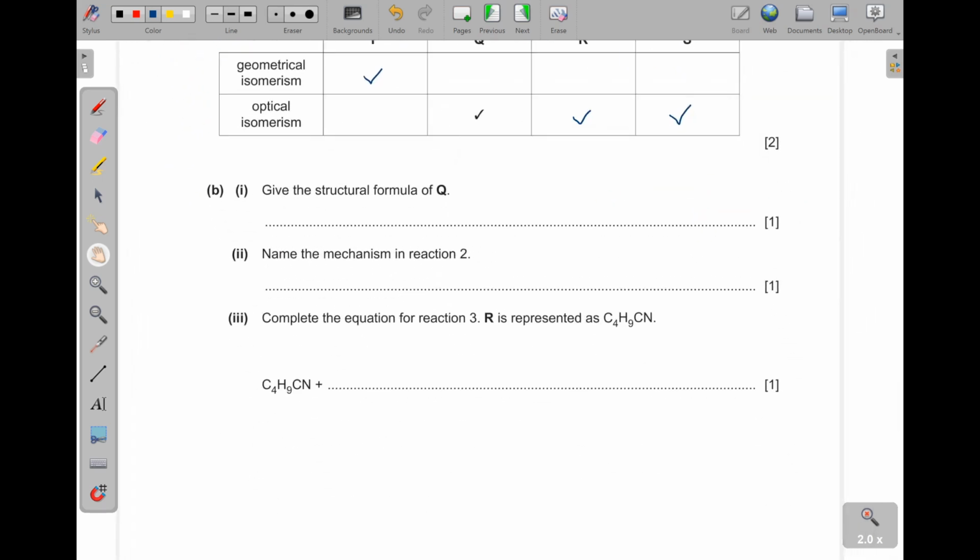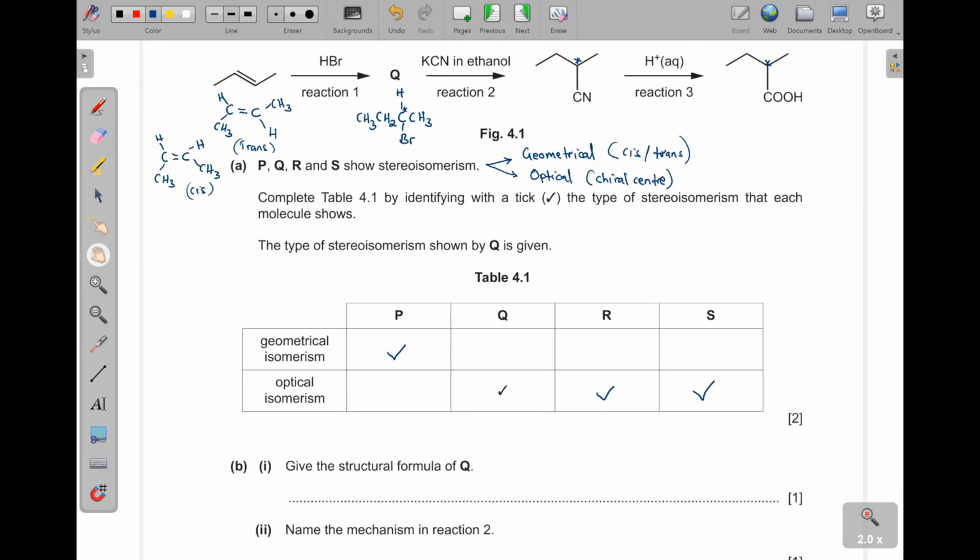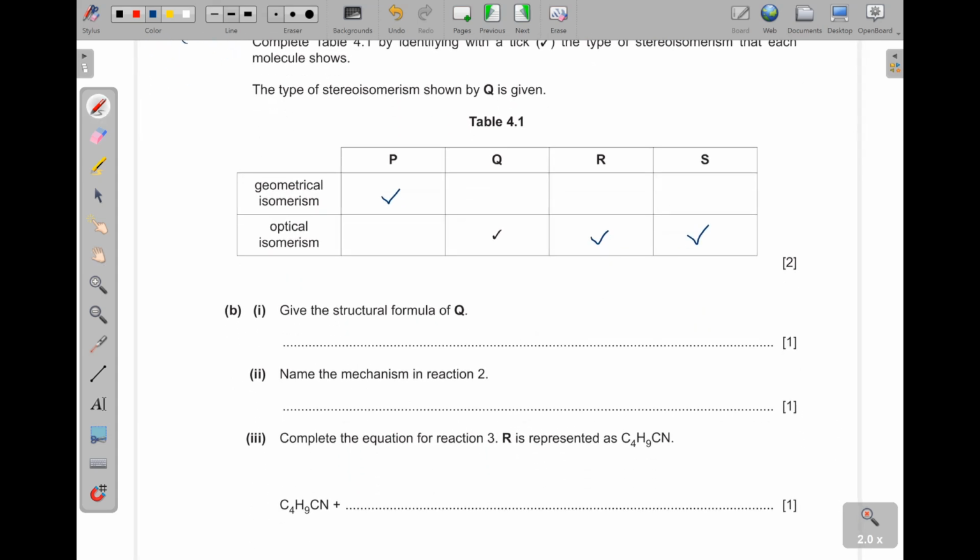And then part B, Roman 1, give the structural formula of Q. We have already written it here. CH3, CH2, CHBr, CH3. So I will just write that. CH3, CH2, CHBr, CH3. If you want, you can put this one down here, that this is the Br down there, no problem.